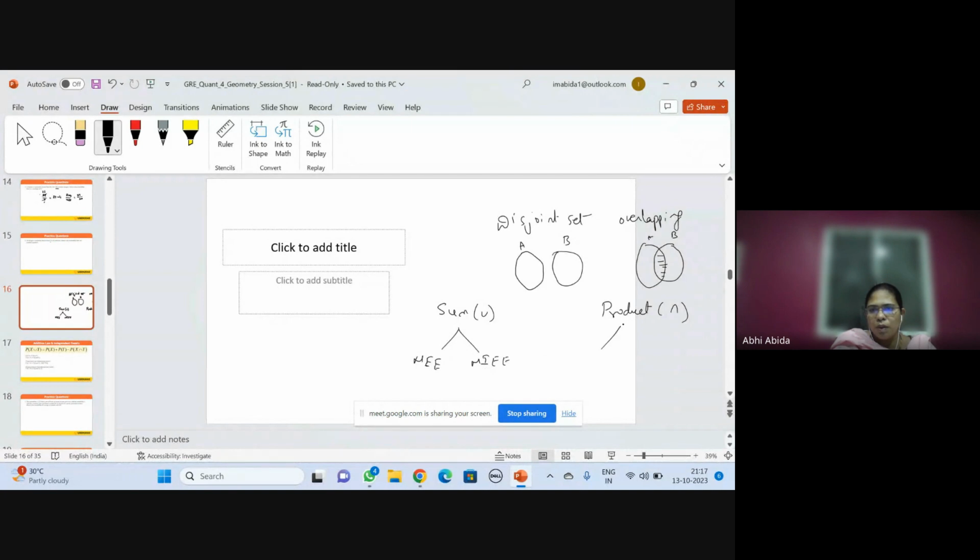Now talking about the product of something, it is represented as intersection. Here we have two types of events, that is independent events and dependent events. What does it mean by independent? Independent means the first event does not affect the second event. And if we talk about the dependent event, the first event will affect the second event.